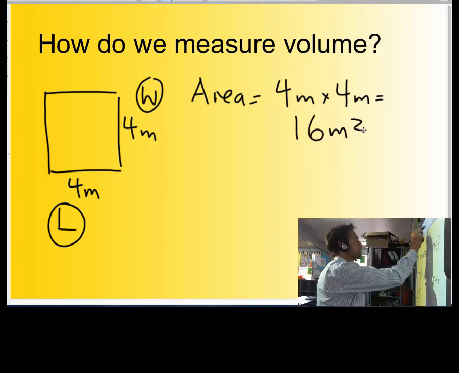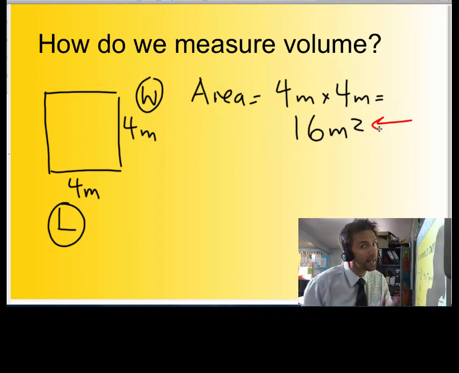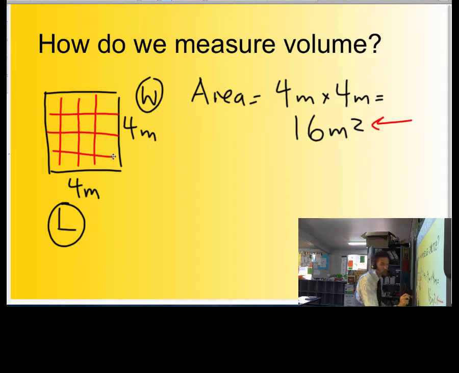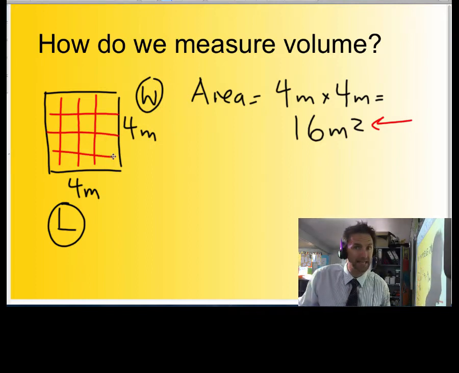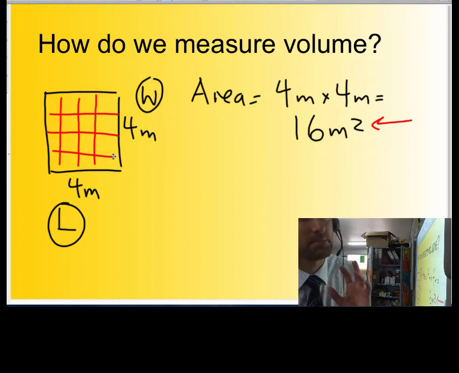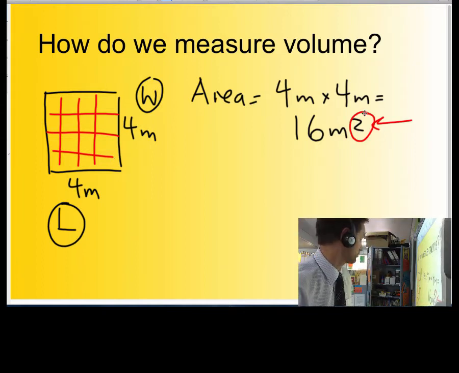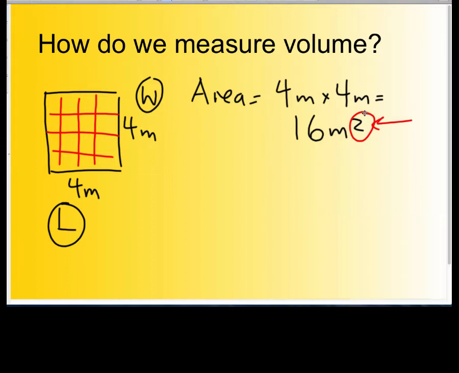And that little 2 there that I just drew is really important, because that literally shows us that there are 16 little squares in that space. And remember, with area, we talk about meters squared or centimeters squared. It's really important we have that little 2. Okay?